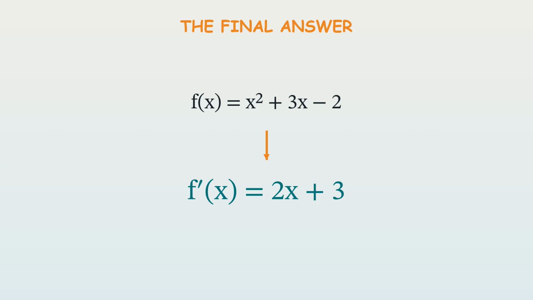For x squared plus 3x minus 2, the derivative is 2x plus 3. At x equals 2, the slope is 7. And now you know exactly what a derivative is. It is the tool that measures change at the moment it matters most.